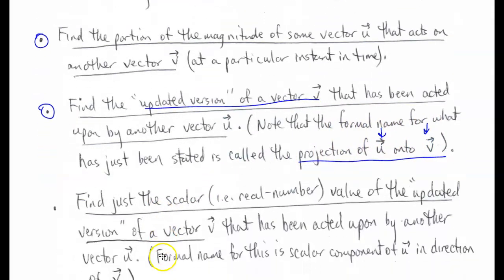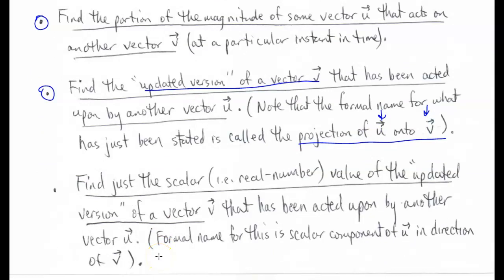And of course here, if we want to find just the scalar or real number value component of the updated version of this vector, again, that's just trying to find the scalar component or the new magnitude of this vector v. And of course, the scalar component will be contributed by that vector u. So in other words, a portion of u's magnitude is going to be transferred over to the vector v. And because of that, that new vector for the ball would actually have a new updated magnitude.